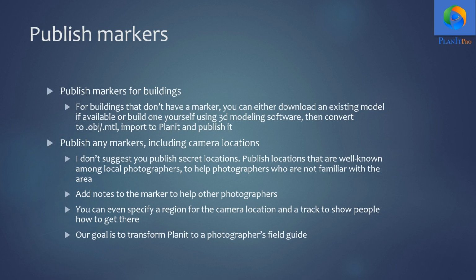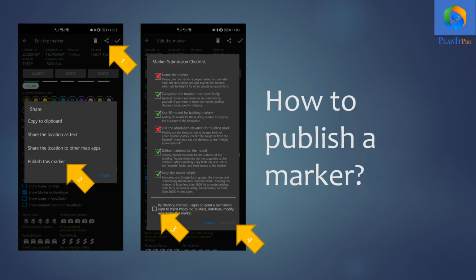You guys may not be interested in taking photos from these locations, but the other photographers who are not from the city will be interested. You can also add a note to the markers saying what kind of lens you want to use and what's a good time to go there, etc. You can even specify a region for the camera locations or a track to show people how to get there. The whole goal of these published building markers and camera location markers is to transform the Planit to a photographer's field guide.